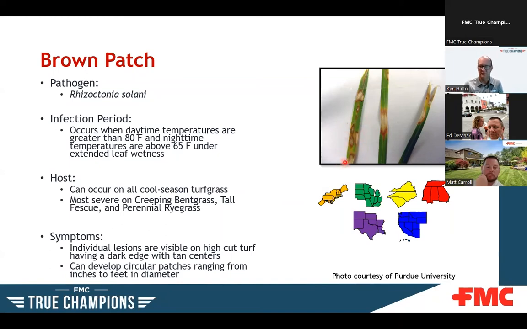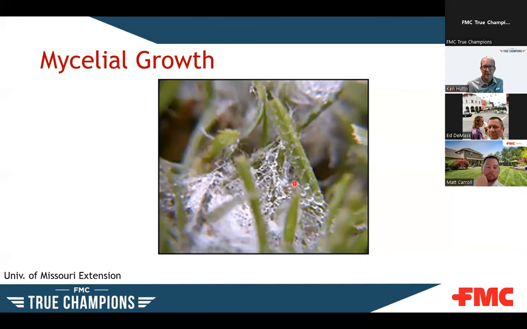In more severe situations, they can coalesce and form larger lesions that run across the leaf blade. They'll have that distinct margin around the lesion, which is more of a dark maroon color. It can produce mycelium, as I mentioned before. Most of the time you see this only in the early morning, when the dew is still present on the leaf material. Don't get these confused with spider webs and things of that nature.